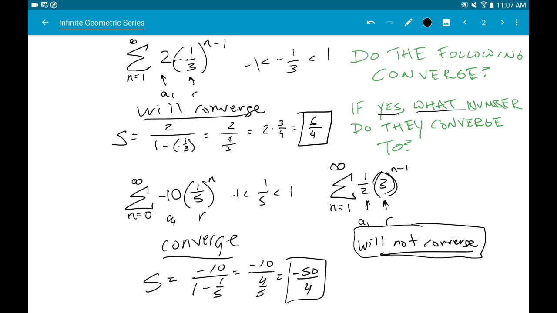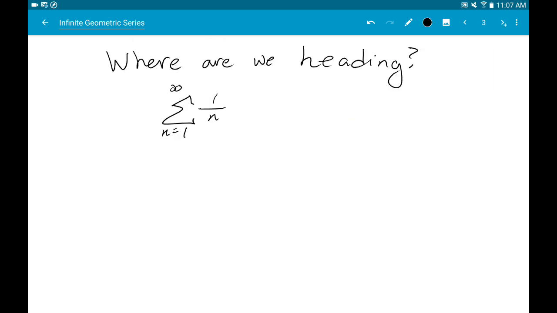All right, food for thought. All right, let's end with this question. Where are we heading? Well, not every series is going to be geometric. Geometric behaves nicely. They have sums. Sometimes the question will just be, does this converge? And you'll be given a series or asked about a series that isn't geometric. And we're going to have to figure out ways to answer that.